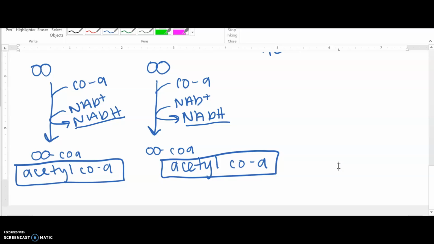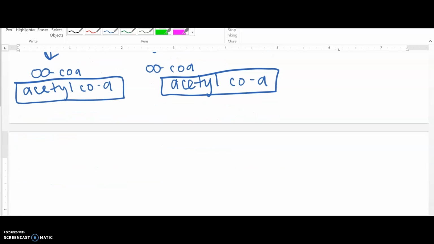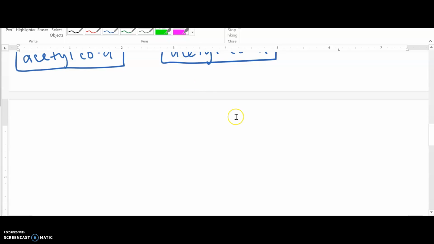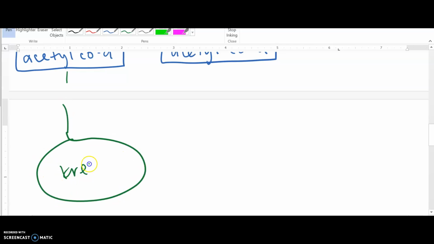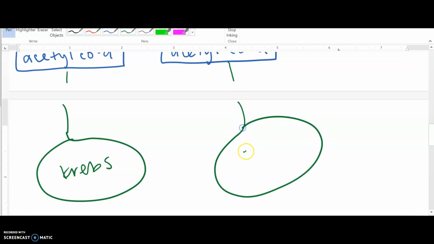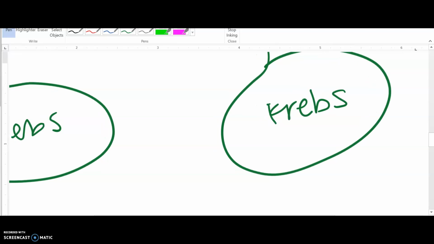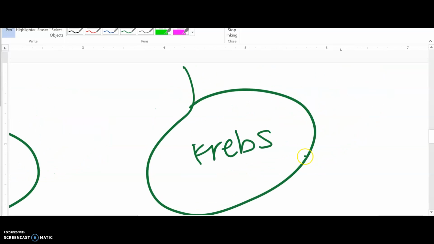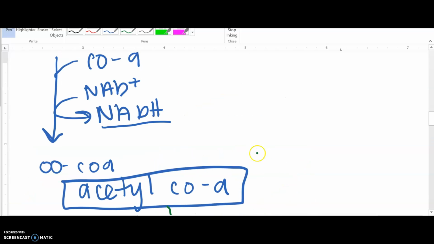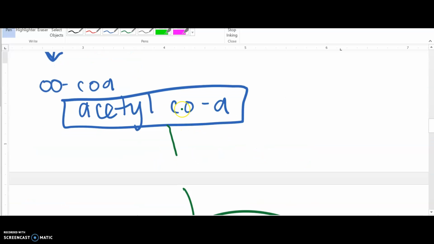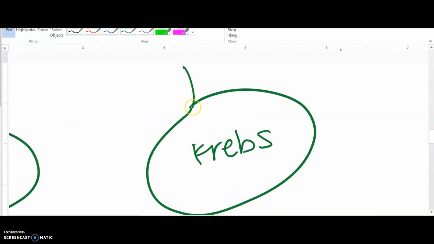So let me real quick get a new page here so we can see what happens in the Krebs cycle. So I'll make the Krebs cycle green. So the acetyl-CoA, Krebs. And remember, I have 2 acetyl-CoAs per glucose, so this happens twice. We're just going to look at one of those Krebs cycles though, for now. So the input mainly is acetyl-CoA. Acetyl-CoA from the link reaction comes in to the Krebs cycle.